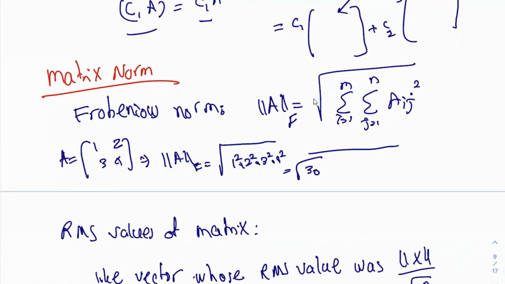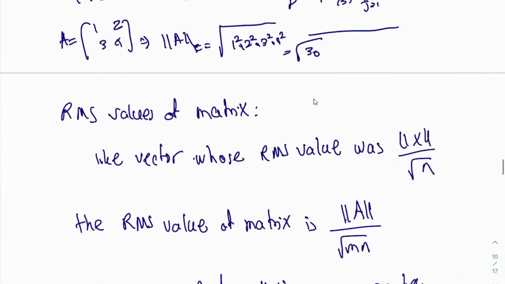Now there's a concept, as we defined for a vector, the RMS value of a matrix. Remember the RMS value of a vector. When we had a vector x, x1, x2, all the way to xn, it has n entries. The length of the vector is n. The RMS value of a vector was defined as the norm of the vector divided by the square root of n. So it was a way to normalize or standardize vectors with different lengths.